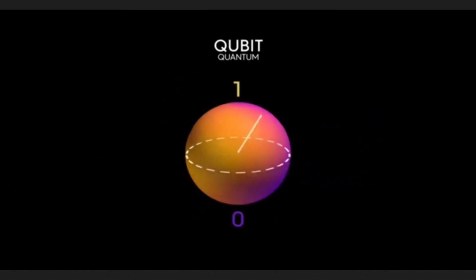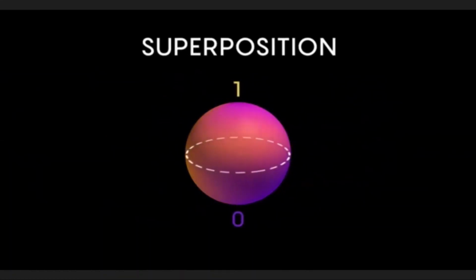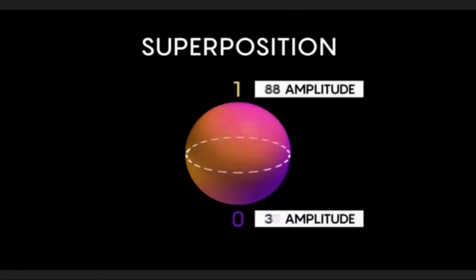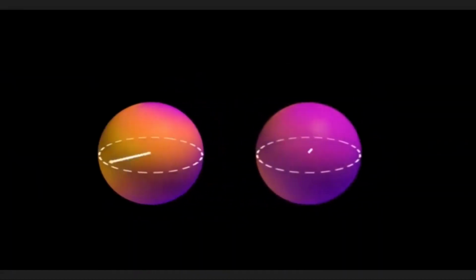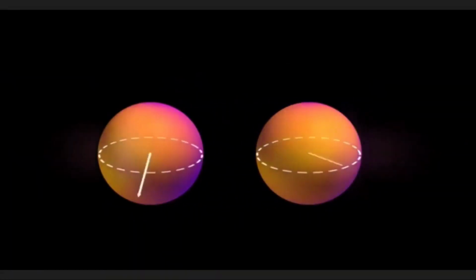This fluid combination of amplitudes is at the core of quantum computing. Before you measure a qubit, it exists in a state called superposition. You can think about it as a quantum version of a probability distribution, where each qubit has some amplitude for being 0 and some amplitude for being 1. Superposition is the reason why it takes a vast number of classical bits to describe the quantum state of even a tiny number of particles.